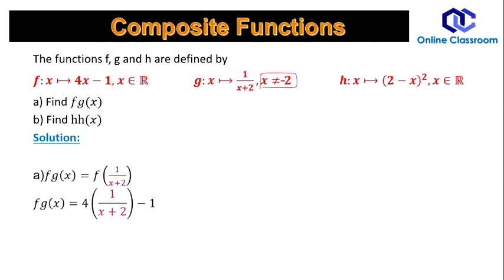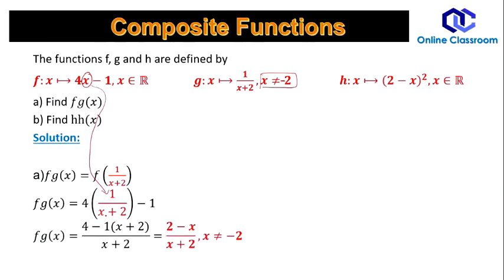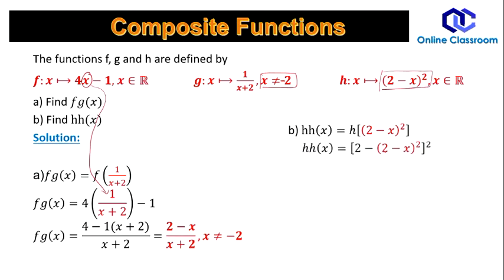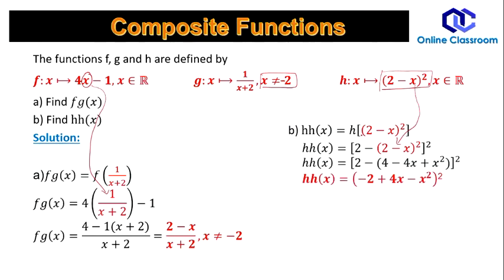Now f of g means you replace x in the function of f by the function of g. See this? I've replaced this value. Composite function. And simplifying it, get the result where x can't be minus 2. Similarly, h of h means h squared. Replacing x in the function h by the whole function again. So substituting the x value by 2 minus x, this 2 was there, and in place of this x, I've written 2 minus x with square. Then we have whole square because of that. Simplify this, and ultimately when you open the bracket you get this result, this is the result of h of h of x.